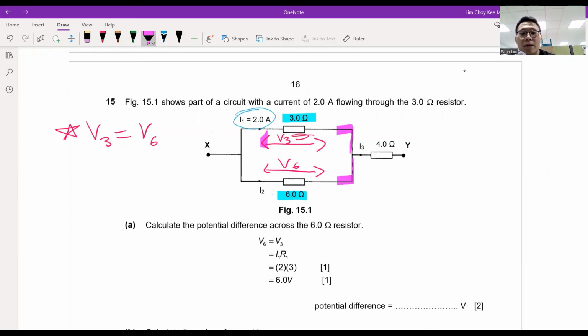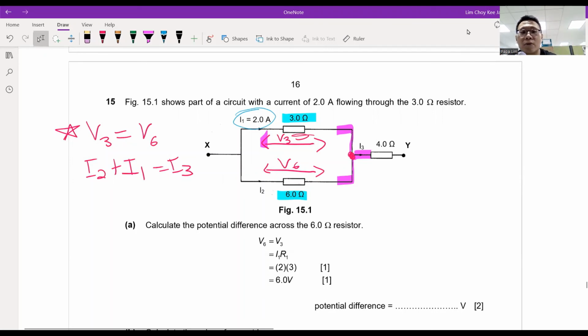Another information I can decipher out is actually the current. Based on the question, because it's a parallel branch, I will know that I2 and I1 eventually will join to meet up with I3, which means effectively I'm saying that I3 actually consists of I2 and I1. That's some of the information that I can actually decipher.